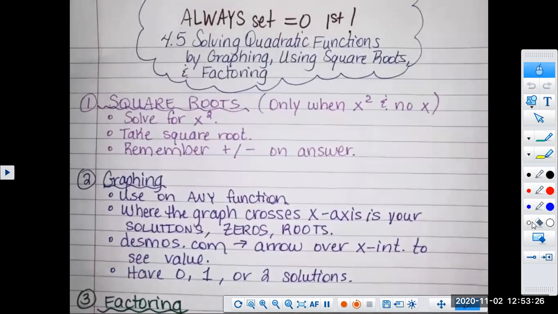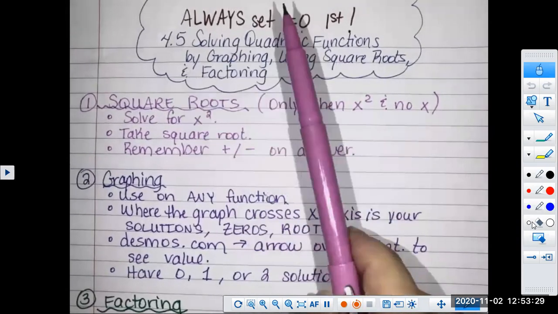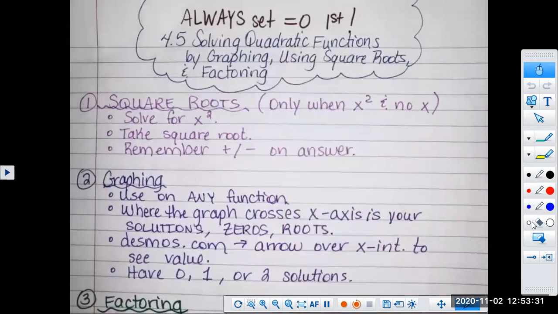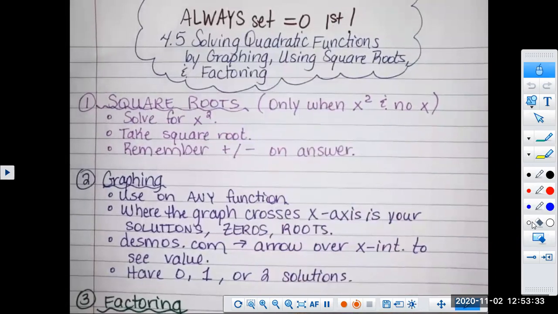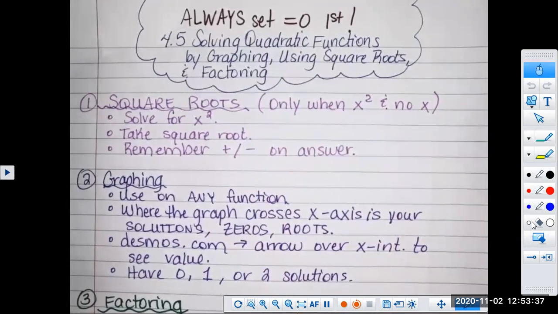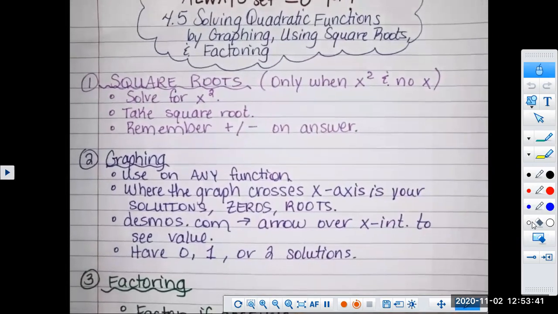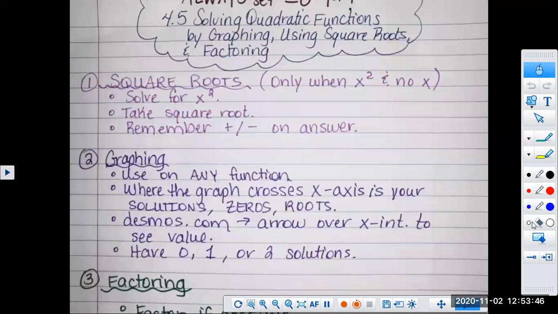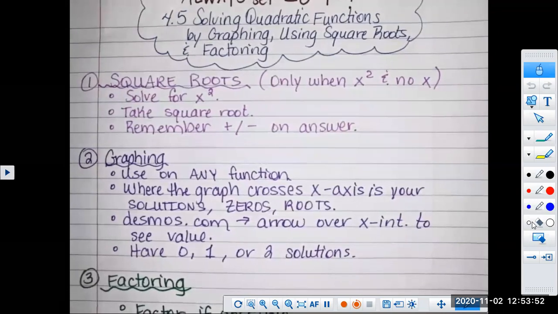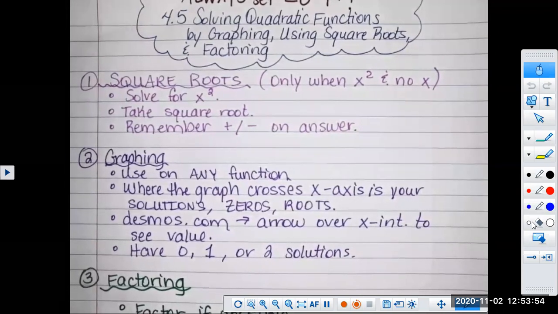And at the top, what do you always have to make sure it's set equal to? All the quadratic functions have to be set equal to 0 to solve them. And I'll show you why on the graph. Has everybody got that first part down at least? Okay.